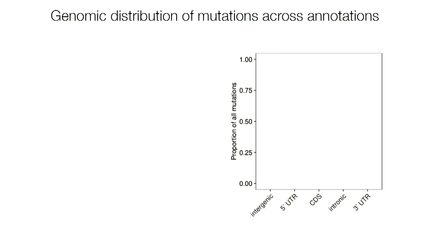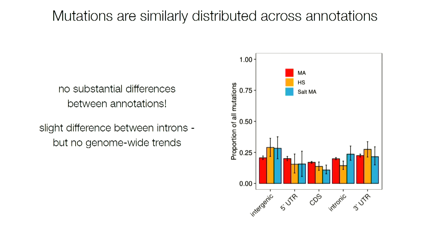Looking further at the distribution of mutations across the genome, perhaps the classical way to do this, first of all, is to look across annotations. So we've got various genomic annotations laid out on the x-axis here, and then the proportions of mutations on the y. This time around, we don't actually see that much in the way of differences between annotations. There's a slight difference between introns, but overall, no real genome-wide trends to write home about between our 3 mutation sets.